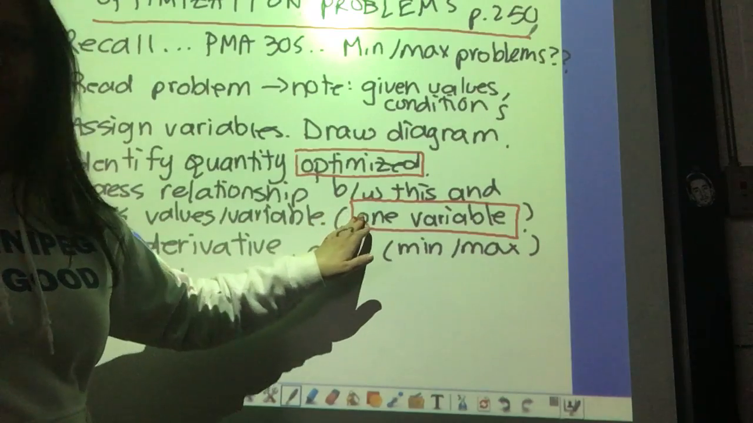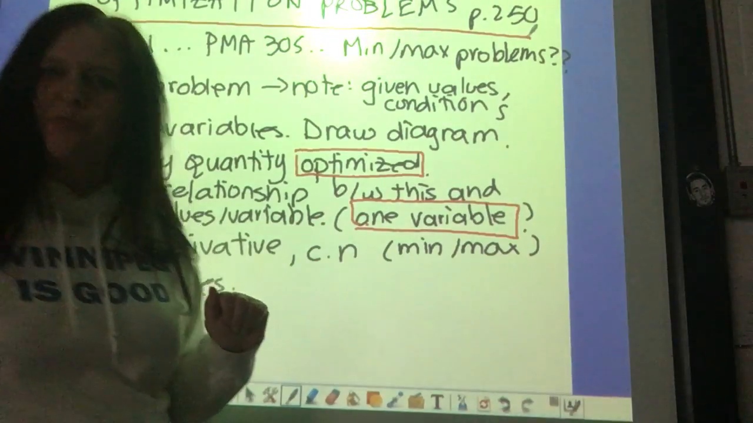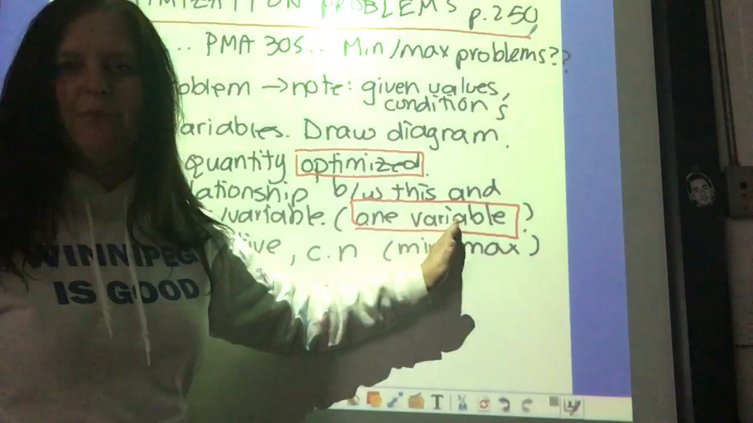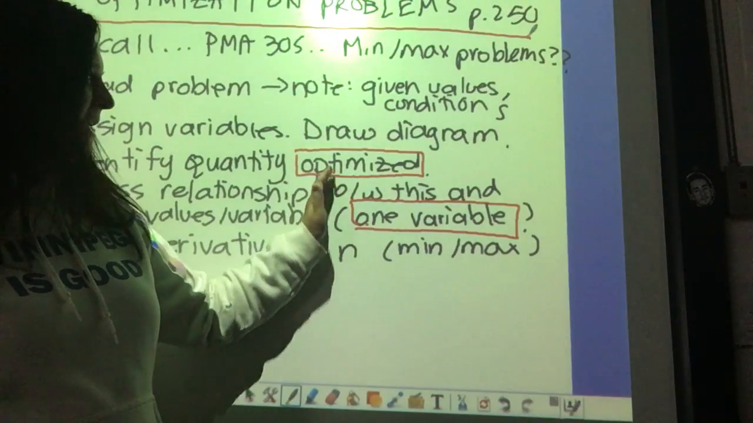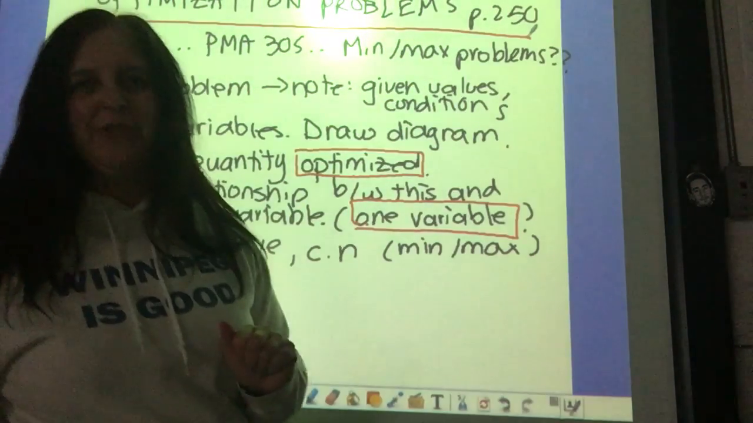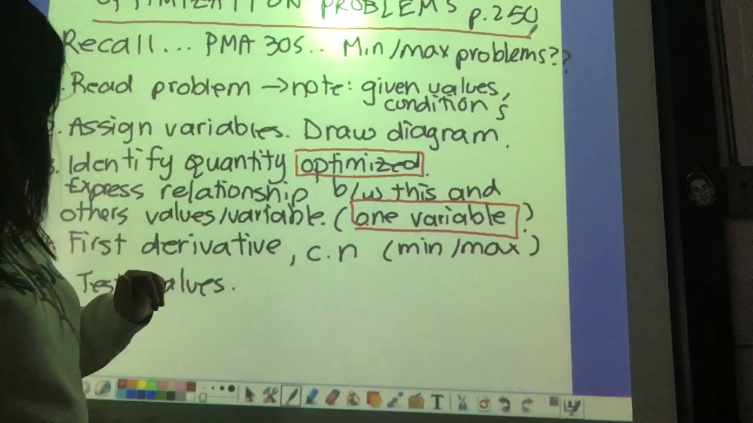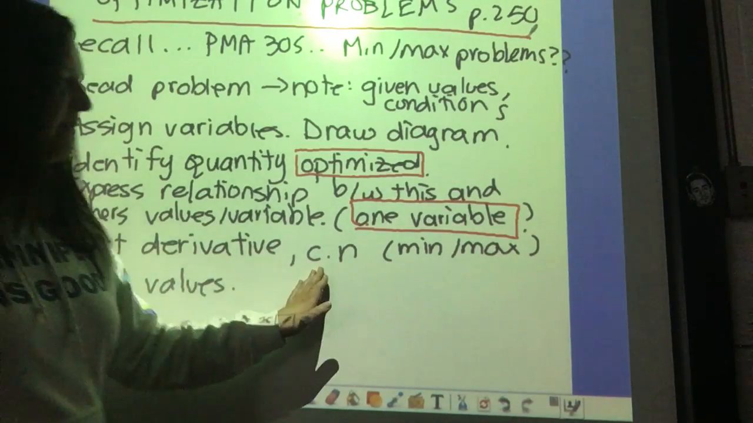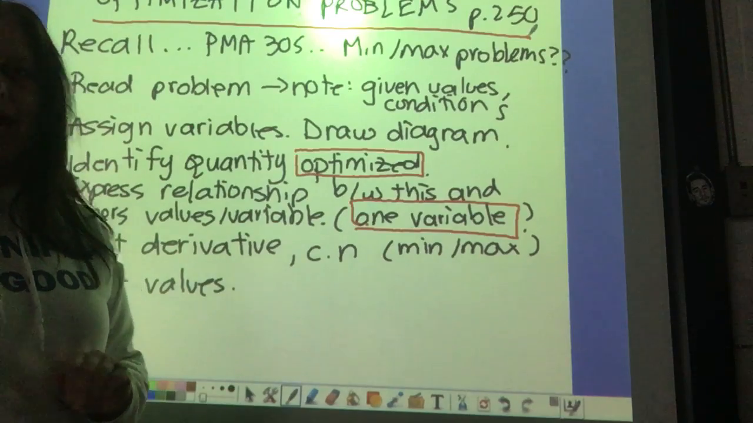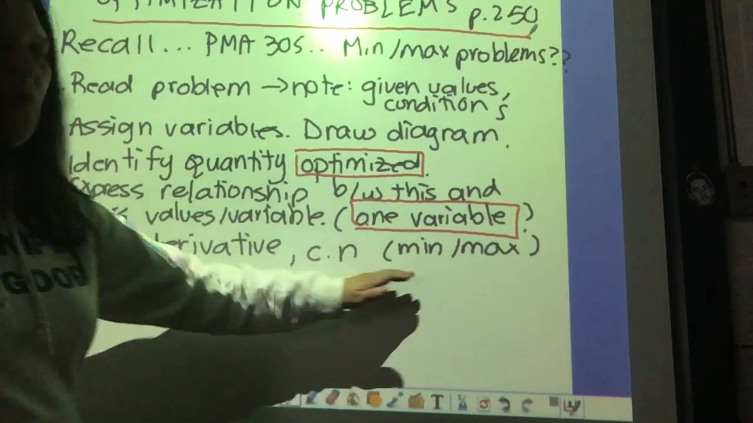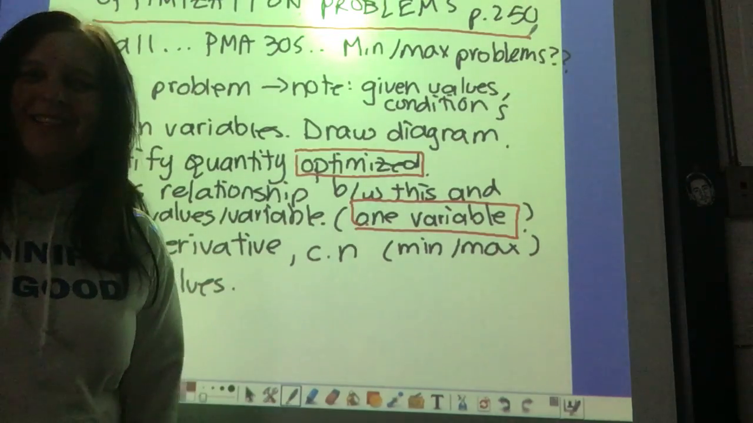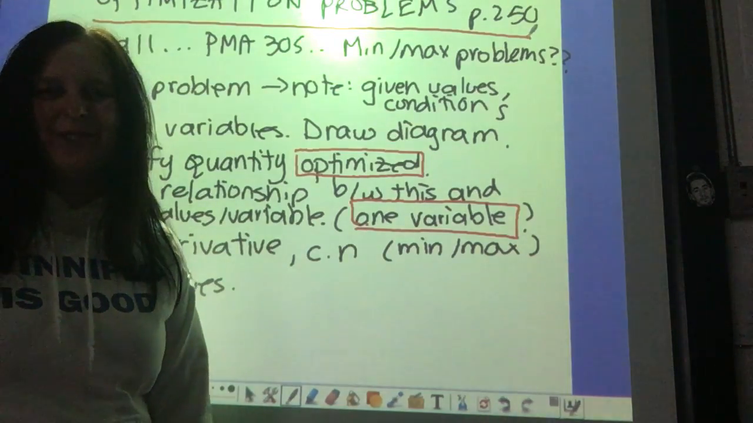And this has to be in one variable. It's the same way we did it in grade 11 pre-cal. Your equation has to have only one variable. When we did related rate problems, we had multiple variables, right? But here, it's only one variable. So that'll be the fun part, doing some rearranging. Then step number 4, you get the first derivative, and from the first derivative, you'll get your critical numbers. And then from that, you're going to figure out where your min or max values are, and then test the values. So pretty straightforward.